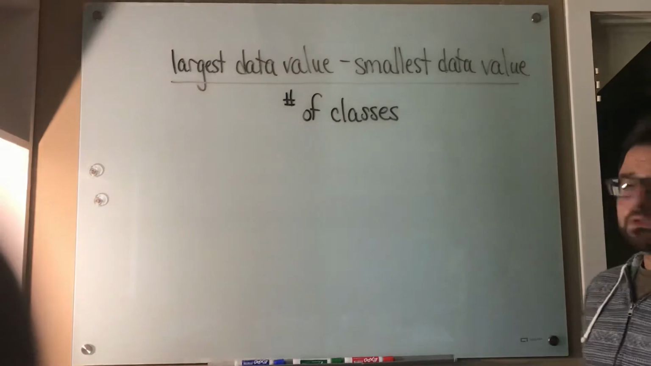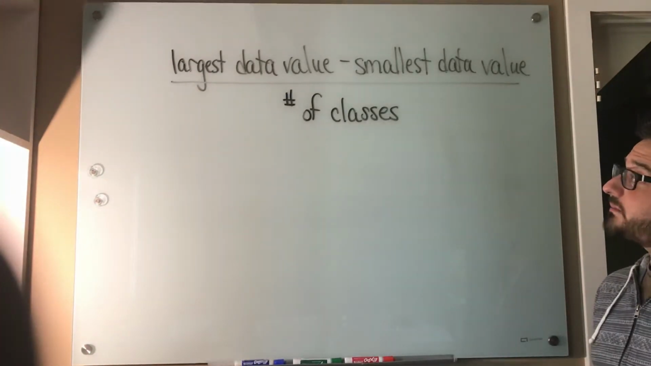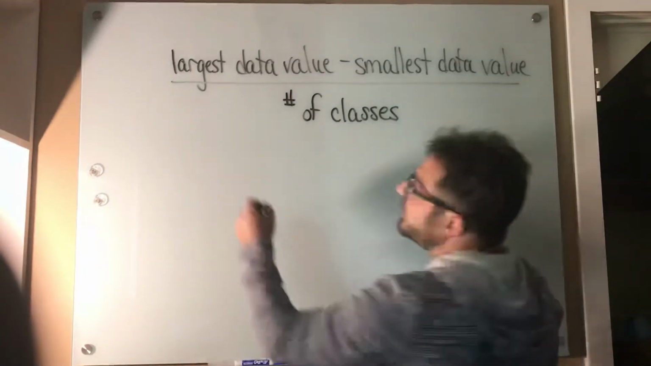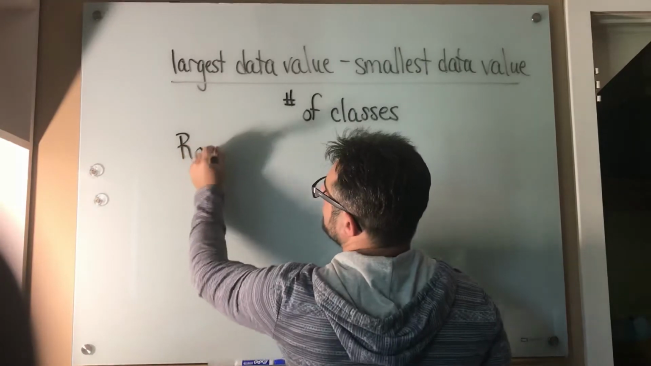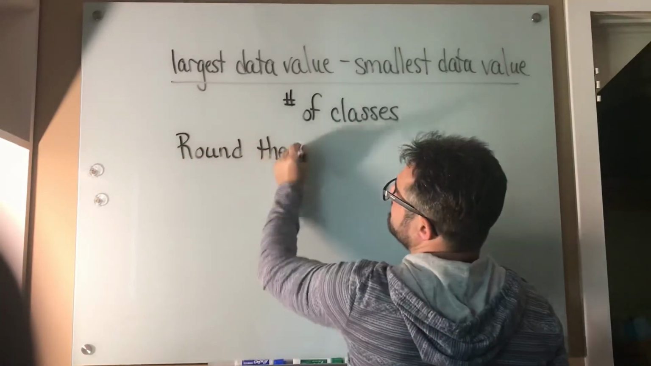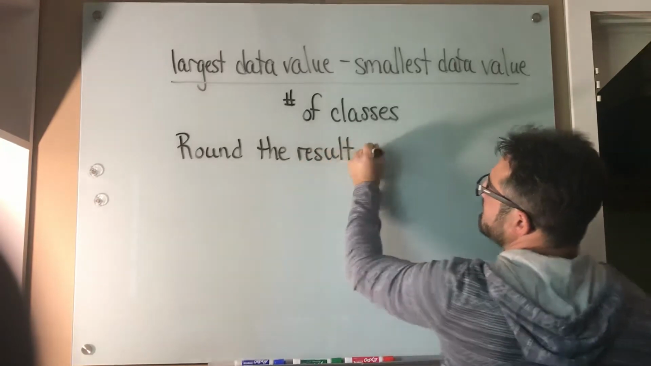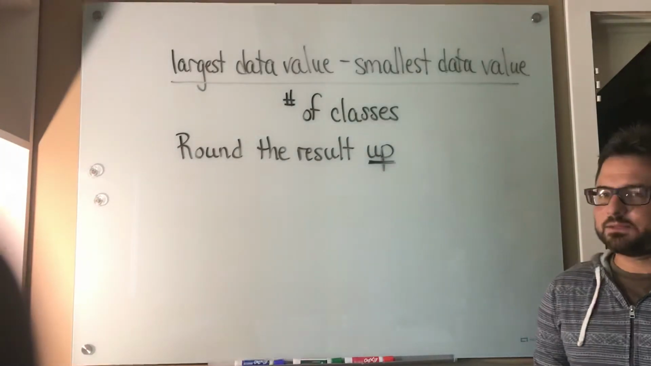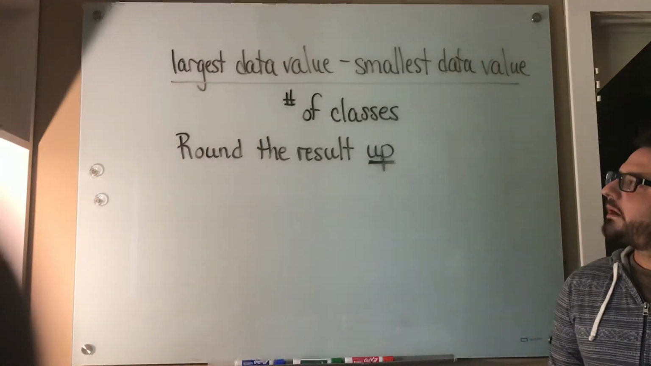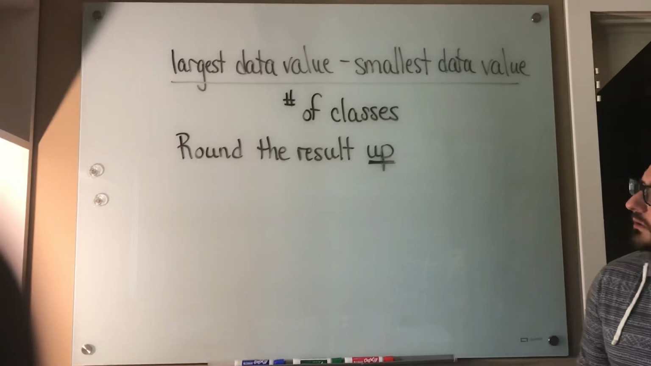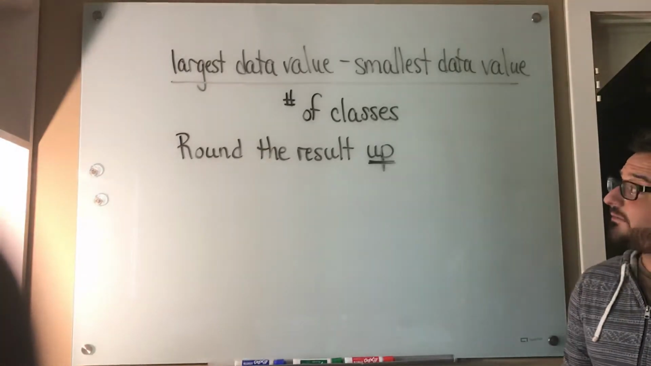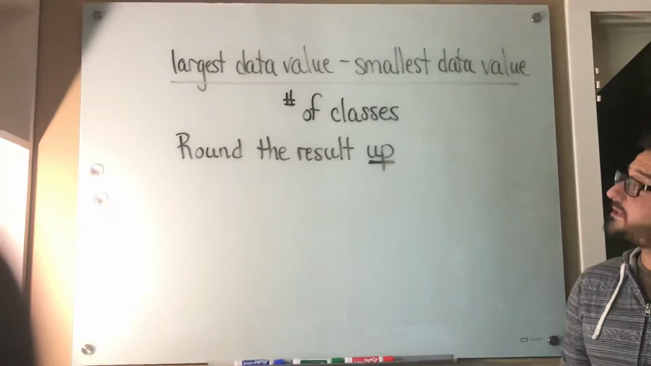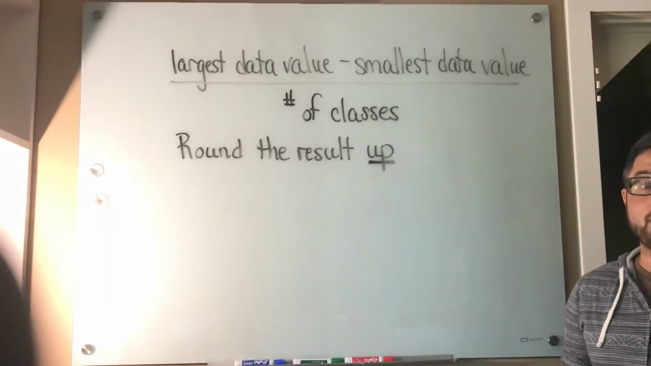Now, division often produces a fraction or a decimal. It does sometimes produce a whole number as well. Regardless of the value that we get, we are always going to round this value up. Now, in a future video, I will explain why it is we always round up. But for now, I will simply show you some different examples of different numbers of classes we might use and how the result of this calculation will come out and how we always round up.